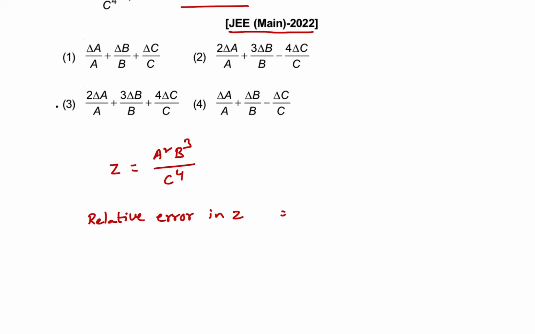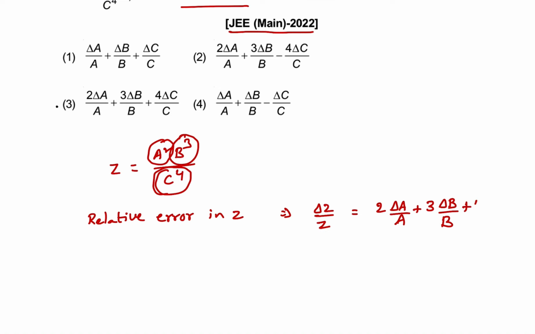I can write the relative error in z as delta z divided by z. Here a square is there, so I can write the relative error in a as 2 times delta a by a. Similarly, b cube is there. Whatever the error for a square is, we have to add it to the b cube term: 3 into delta b divided by b.